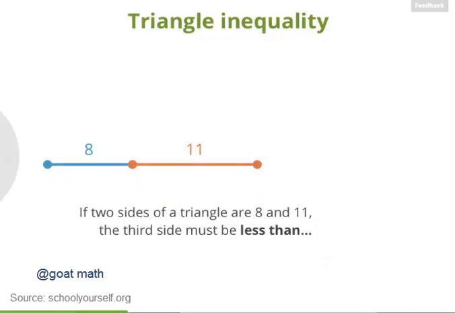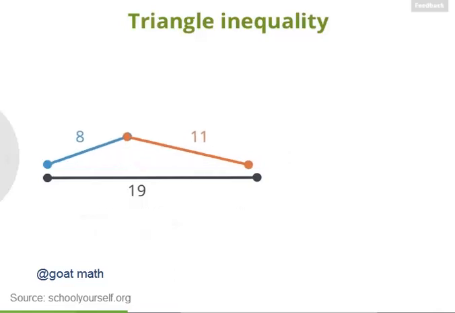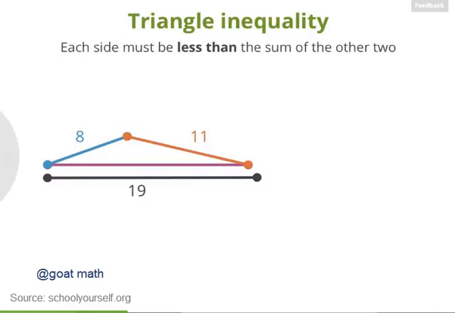Right, the third side must be less than 19. If its length is 19, like this, then you don't have a triangle at all. You have a line segment. To make a triangle, we have to bend this a little bit. And you can see that the third side will be less than 19, which is the sum of the other 2 sides. And that's the triangle inequality. For every triangle, each side is always less than the sum of the other 2 sides.